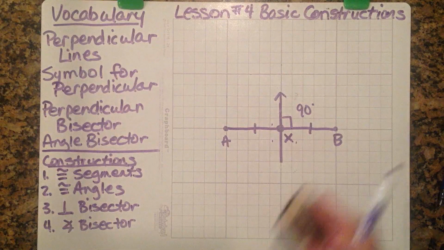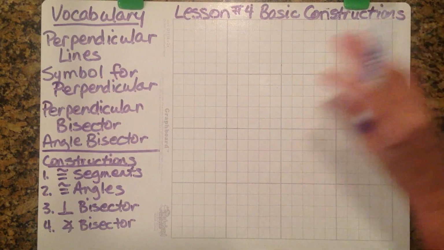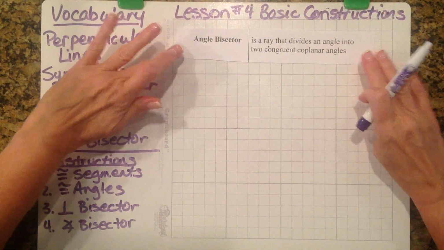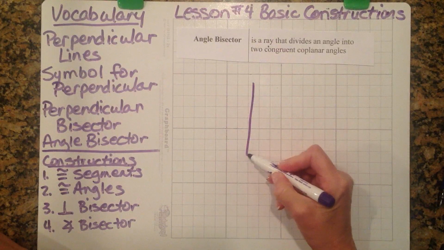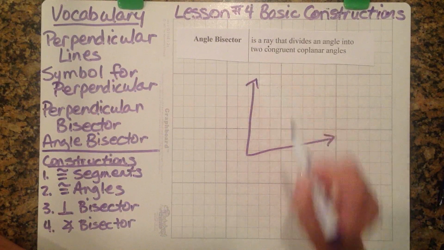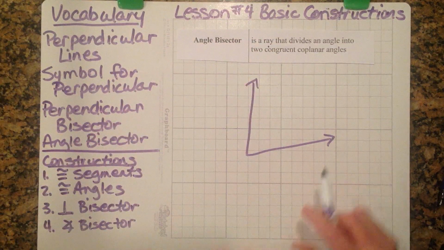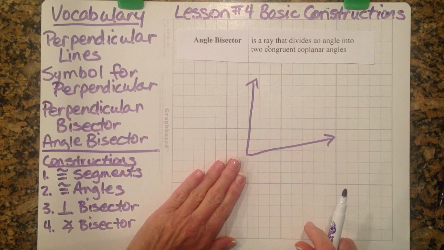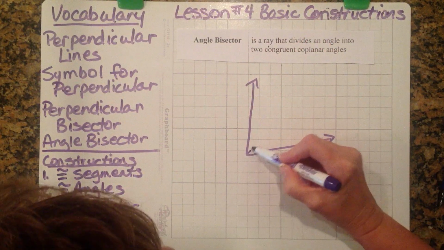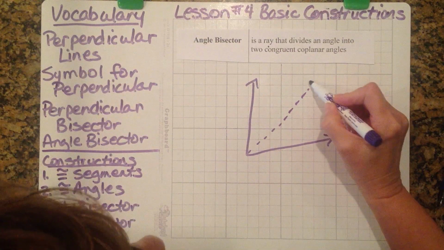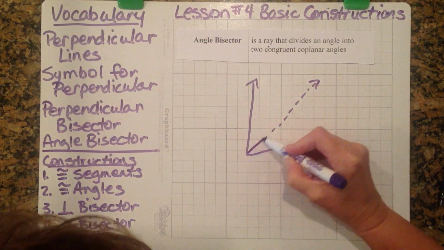All right, our last vocab is angle bisector. Angle bisector is a ray that divides an angle into 2 congruent coplanar angles. So I'm going to sketch this right now, and in just a minute we're going to do a construction of it. So if I had an angle right here, and I want a ray that's going to divide this into 2 congruent angles. So my ray is going to go right through here, and I'm just going to sketch it right now. Let's see, that looks like that's about right. So there's my ray right there.